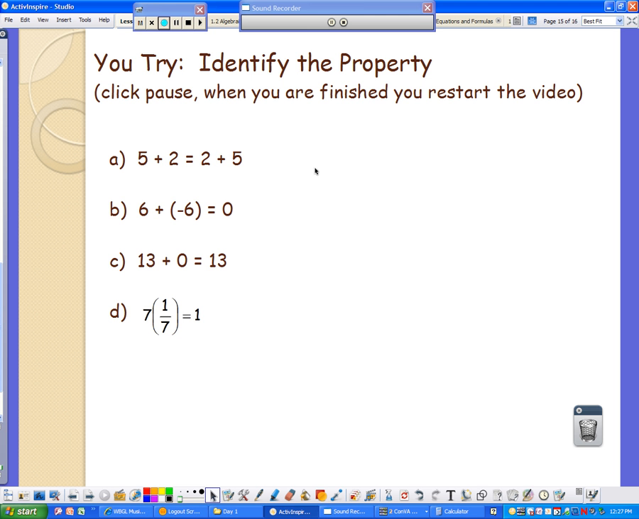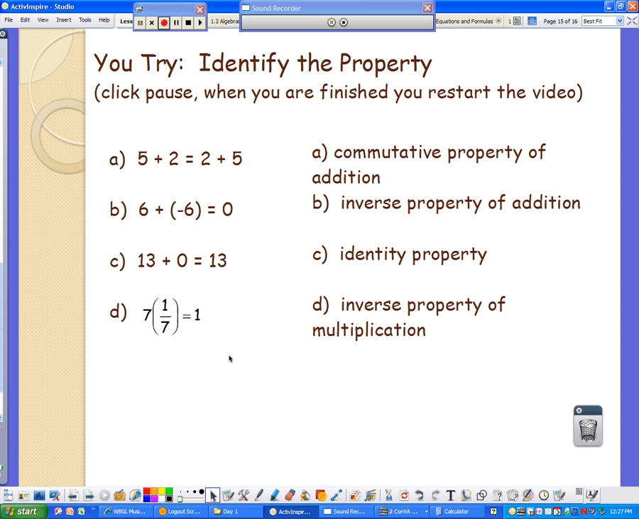All right. So the very first one, let's go ahead and check your answers. The very first one would be the commutative property, because all we did was change the order of 5 plus 2 to 2 plus 5. B is the inverse property, because we took a positive number and added its opposite. And C would be the identity property, because we added it to 0. Remember, anytime we add something to 0, we end up with what we started with. And D, inverse, because we flipped it and we ended up with 1 when we multiply.